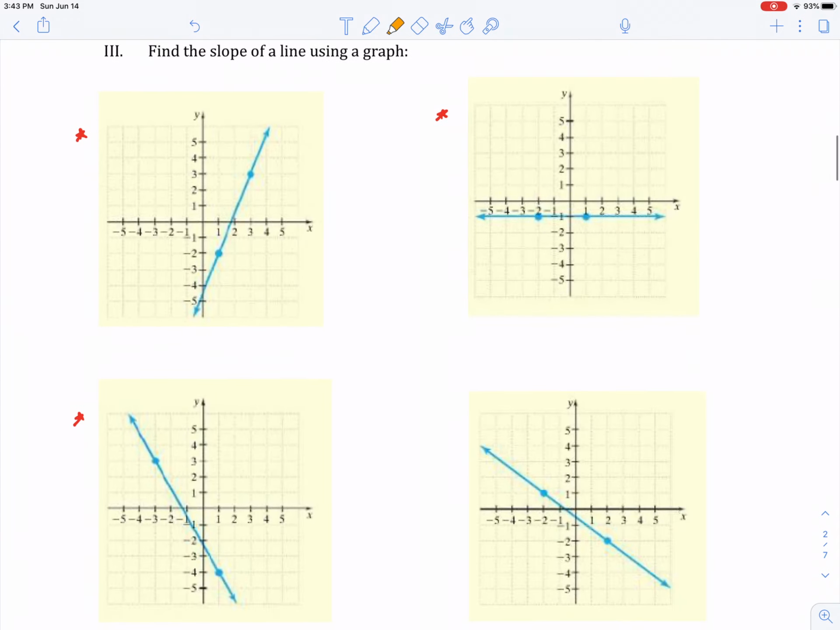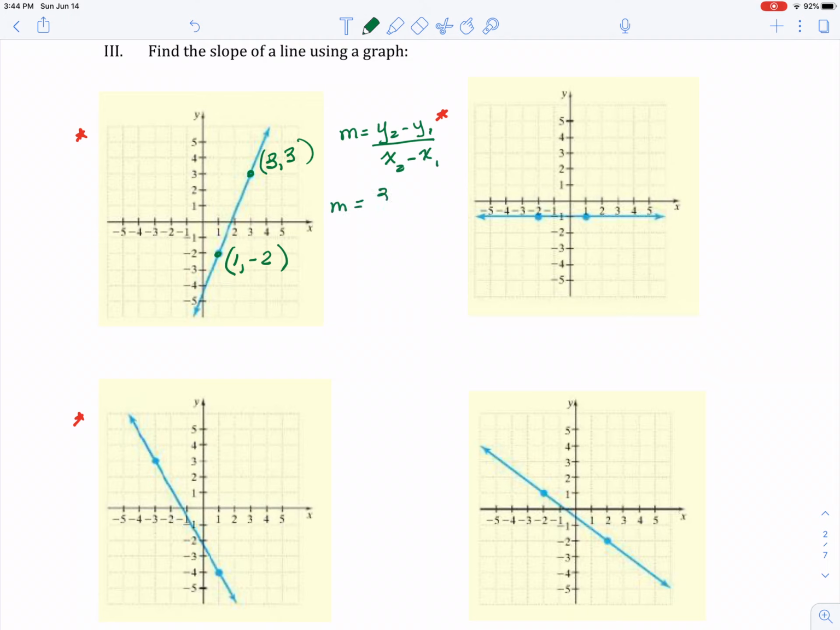Let's look at some where we find the slope not from points, but from looking at a graph, and we actually end up doing the same thing. So I'm just going to do maybe a couple of these. This first line, I see a point that has coordinates 3, 3, and here's another point down here that has coordinates 1, negative 2. And I think you can see that I'm going to do exactly what I did before, which is why I don't need to work very many of these.